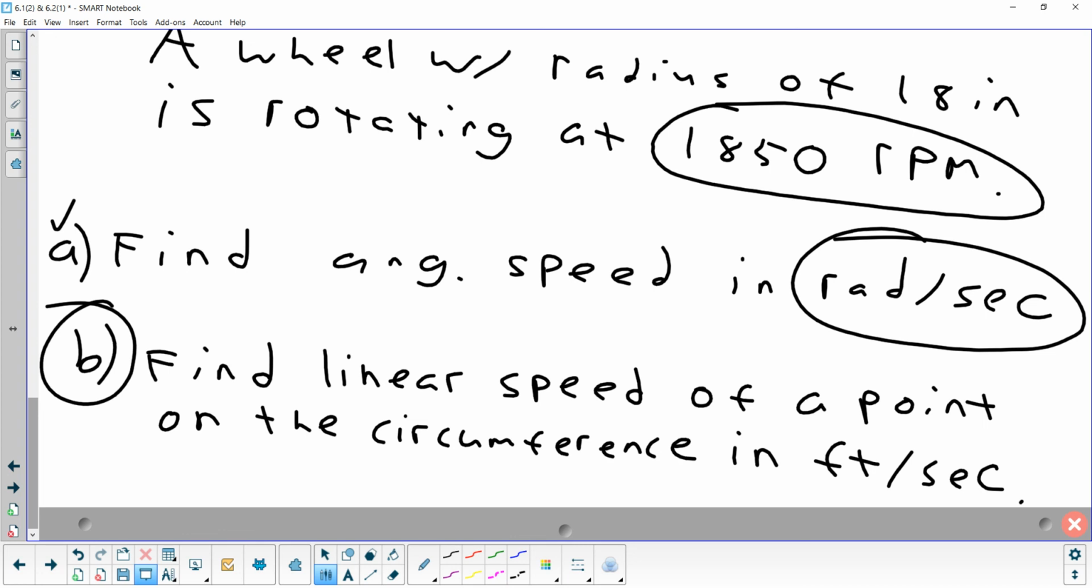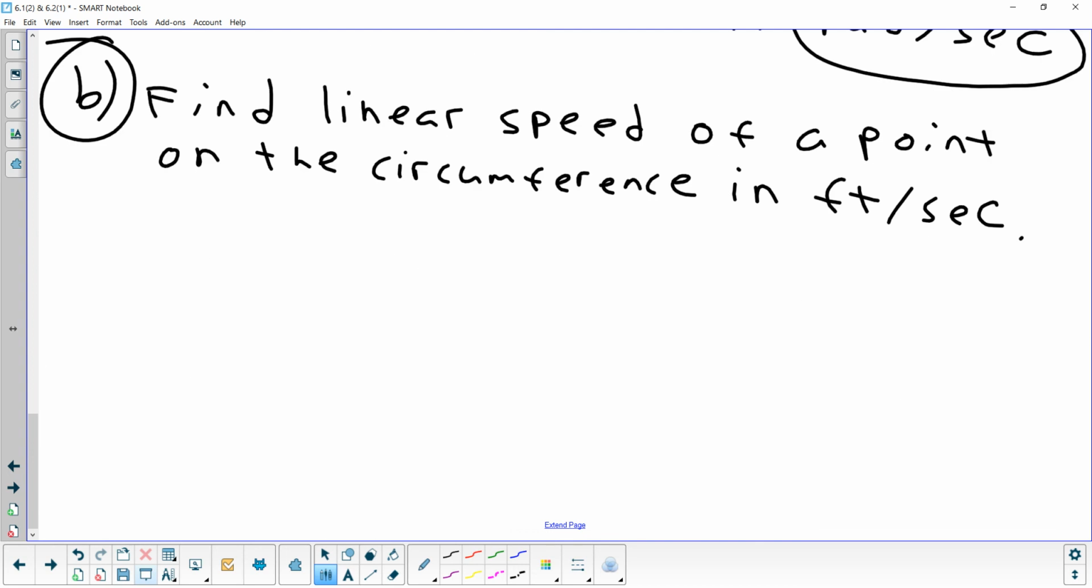That's what we're going to figure out. And any time that you want to jump from angular speed to linear speed, revolutions is always the unit you want to be in to make that jump. You don't want to be in radians per whatever. You don't want to be in degrees. You want to be in revolutions. So let's start with that. 1850 revolutions per minute.